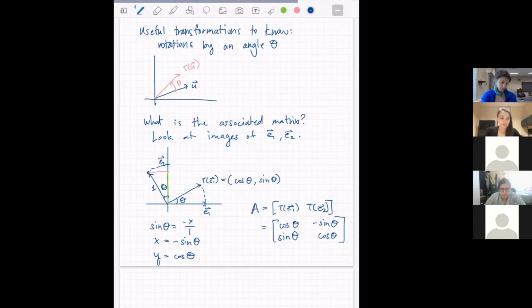Right. So I think I understand the matrix algebra part, but it's been a really long time since I've done any trig. Like, I think the last time I did trig was in high school. So I don't really know what's going on with cosine and sine.